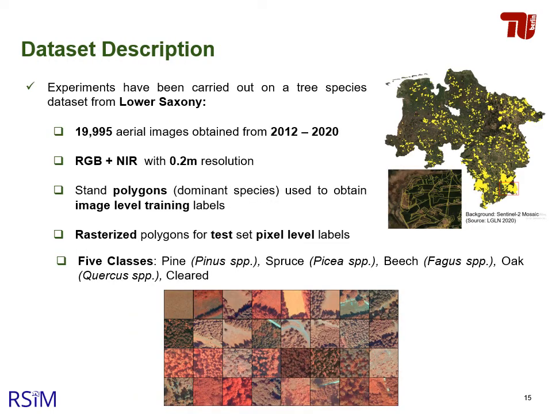So now to describe the data set, we had a set of 20,000 images taken across the region of Lower Saxony, Germany. Images contain 4 bands with a spatial resolution of 0.2 meters. Image level labels were obtained by assigning the dominant species within our set of polygons, which overlapped with the images. And in order to test the final segmentation maps, we rasterized these polygons. And here we had 5 classes: pine, spruce, beech, oak, and cleared.